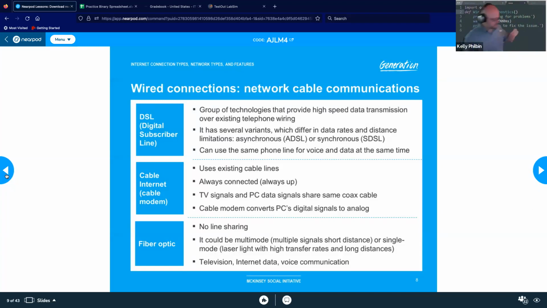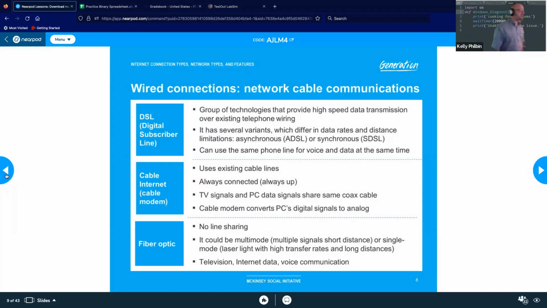So DSL uses existing phone lines. This is your typical backup line for people who have to have internet up at all times. They'll usually use DSL as a backup. If DSL is not available, then they'll fall back to POTS.